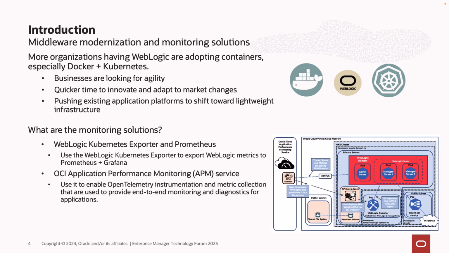Alternatively, you can use Application Performance Monitoring Service in Oracle Cloud. This is an Oracle Cloud service that collects traces and spans from the WebLogic instances and helps you analyze the application status and performance by providing end-to-end monitoring and diagnostics. So if you are new to Oracle's monitoring solutions, and especially if the application runs in the Oracle Cloud, APM is a recommended solution.